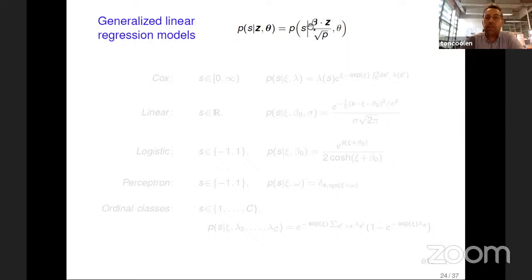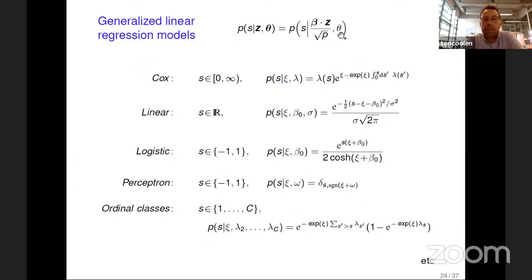So the Z's appear nowhere else. We can have an army of other parameters, and they could even be functions. That's not relevant. And you see there is a very large family of models where this structure is there. So what we've seen so far is the Cox version, where S is a time, so non-negative.